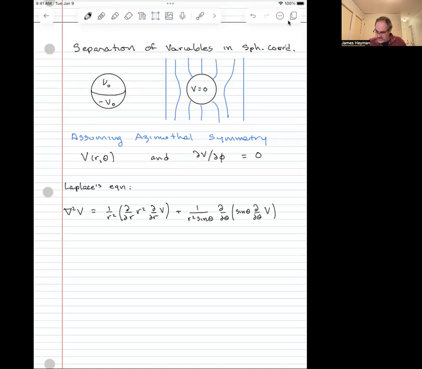Okay? And this has to equal 0. On the inside cover of the book, there's a third term that contains derivatives of V with respect to phi. But since we're confining ourselves to azimuthally symmetric problems where the potential doesn't depend on phi, that term drops out and becomes 0. We're going to look for separable solutions.